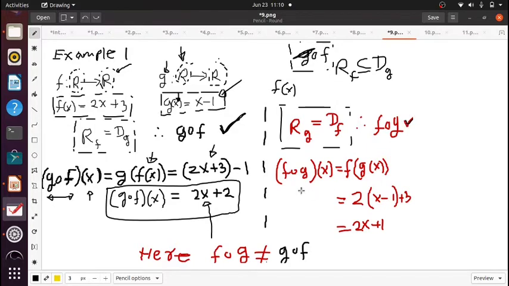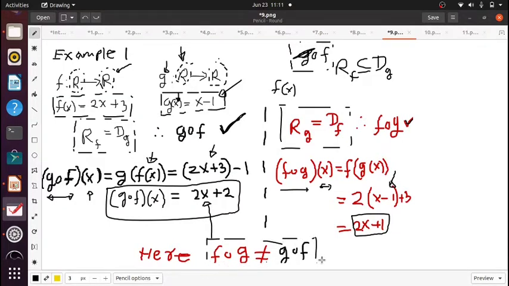So f of g is written like this, and this is the argument. Now the function f of x is twice x plus 3. Replace the x by the function g of x. g of x is x minus 1. Then you will get the answer 2x plus 1. Now based on this example, you can see here that f of g or f by g is not equal to g by f.